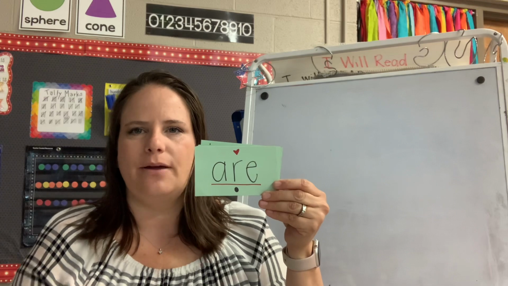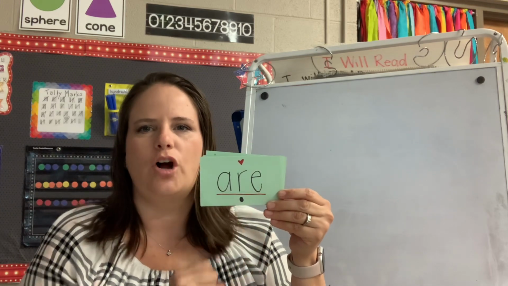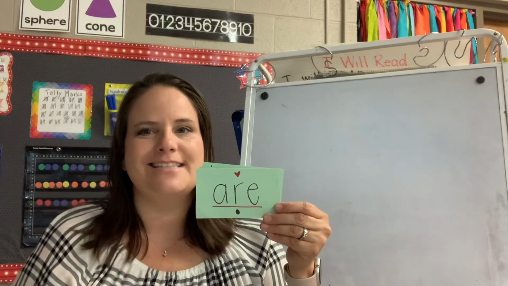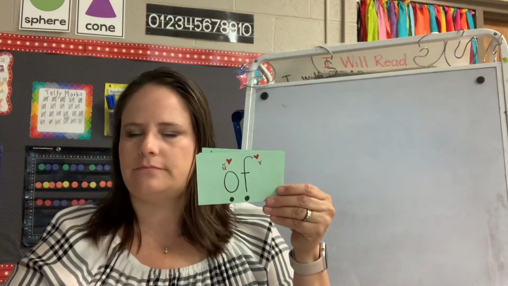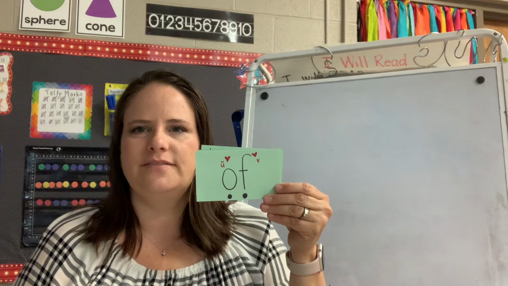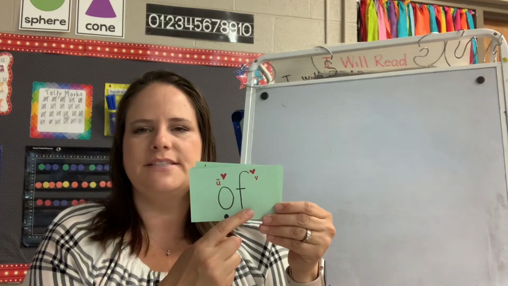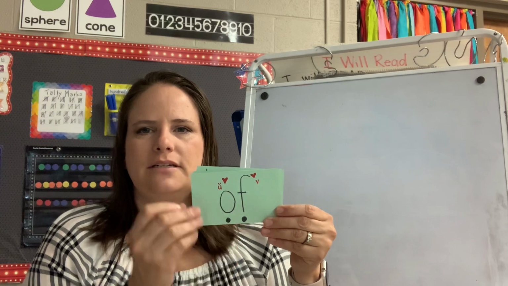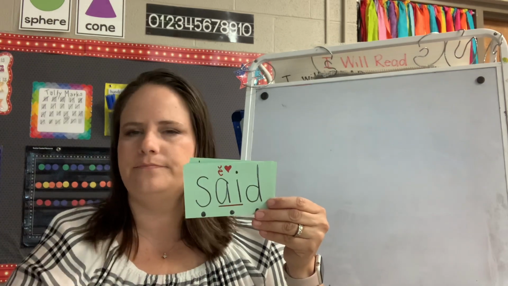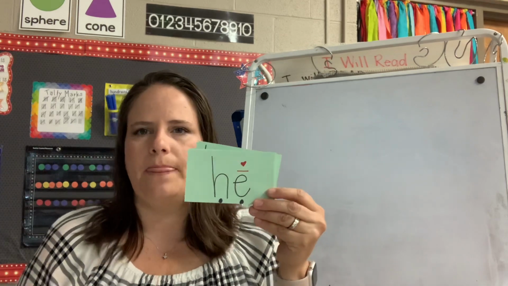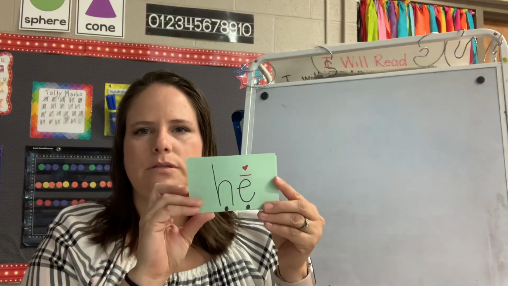Are, that one's tricky, we just have to remember that whole word together, are. I have that heart above the R to help us remember that it says are. Of, those heart parts, the O says uh, the F says v, of. Said, and now more open syllables.